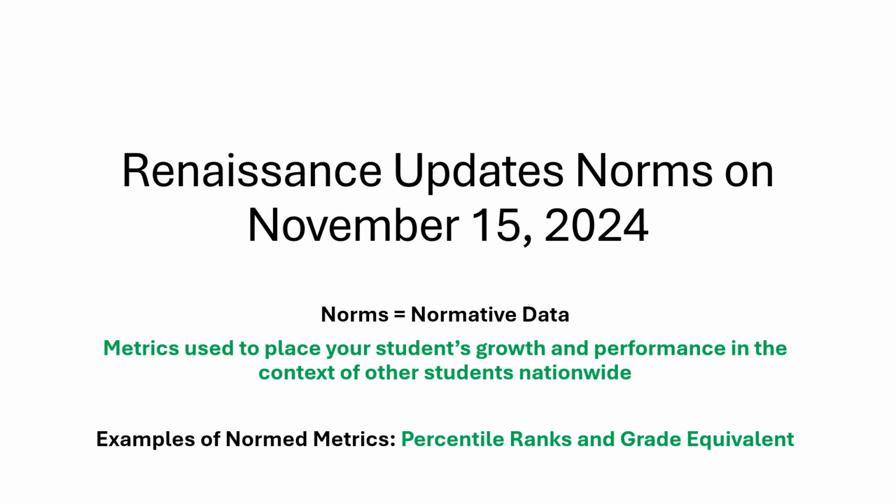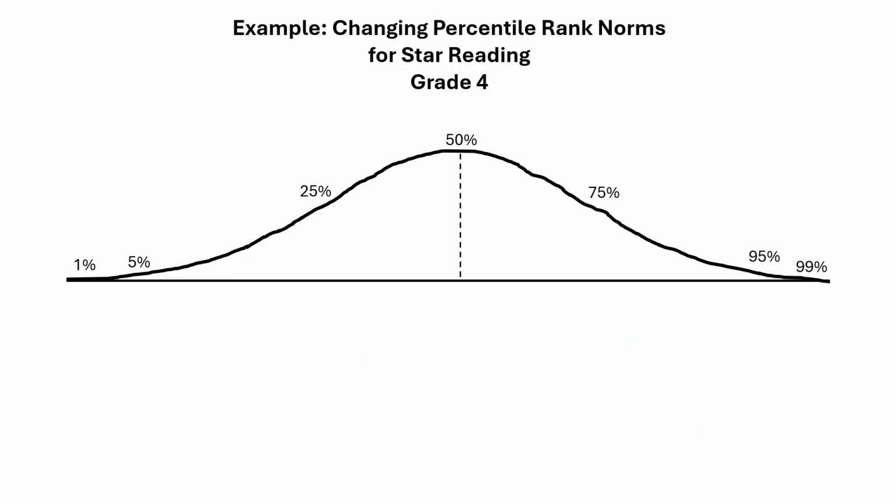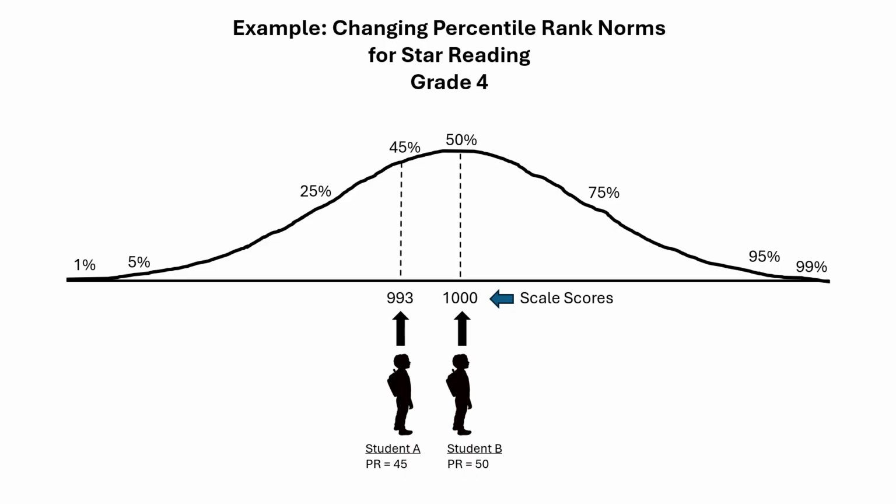Let's walk quickly through an example of what impact this change will have on the data you saw before November 15th to what you will see on and after November 15th. Test score distributions look like a bell curve where most students are scoring at the 50th percentile. Here is a fourth grader who took the STAR reading assessment, scored a 1000, which put him right here at the percentile rank of 50, meaning he scored better than 50% of students nationwide. Here's another student. He scored a 993, which put him at a 45th percentile rank.